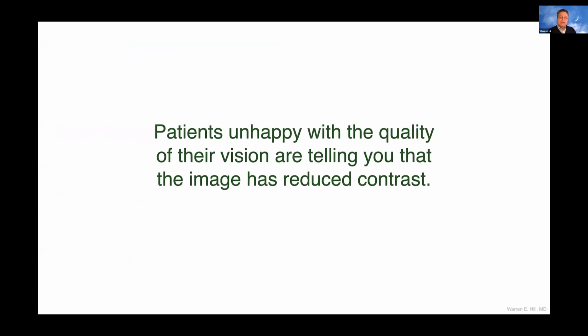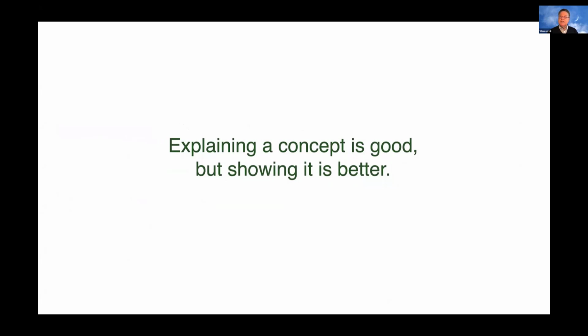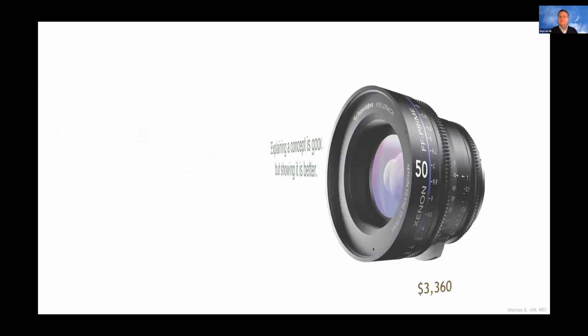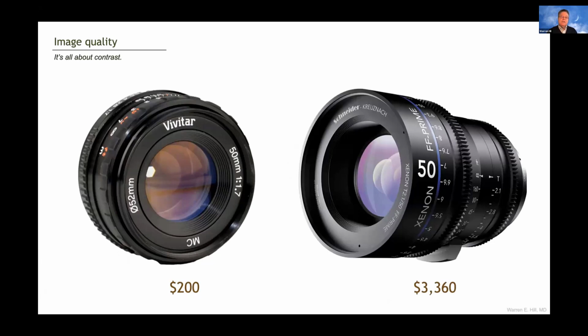So an important point is that patients who are unhappy with the quality of their vision are really telling you that the image has reduced contrast. And I'll show you some of the consequences of that happen with the older forms of refractive surgery. So explaining a concept is good, but really showing it is much better. So those of you who do photography know that the lens on the left is a used lens in a camera shop would be about $200, and the lens on the right would be about $3,300. What's the difference between these two lenses besides, one is made in Japan and one may be made in Germany or Austria.